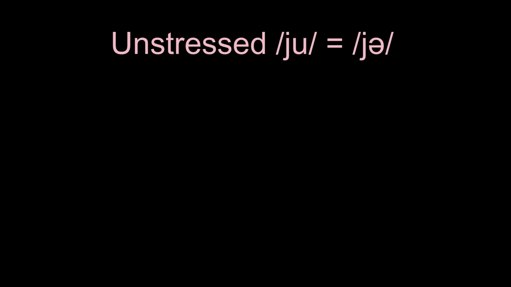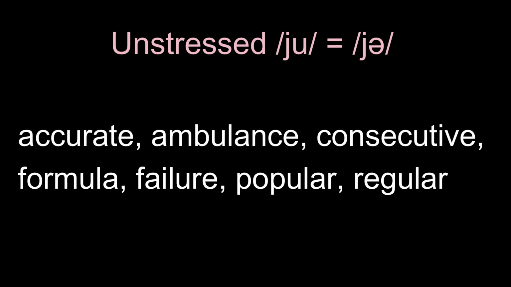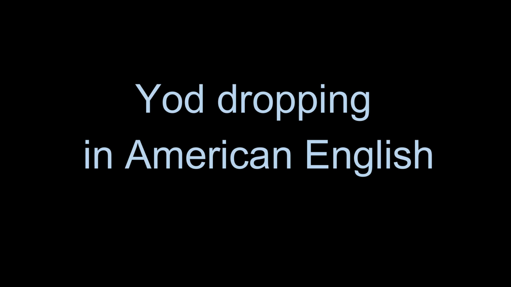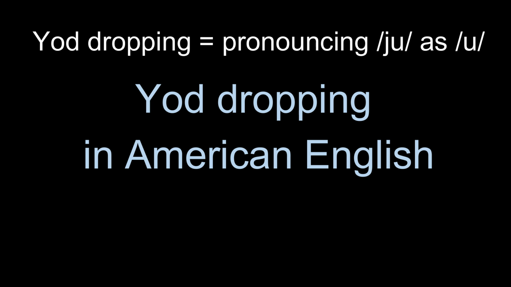When U is unstressed, it may sound like /jə/. Accurate, ambulance, consecutive, formula, failure, popular, regular. Yod dropping. The sound /j/ is known as yod. Yod dropping means pronouncing /ju/ as /u/.